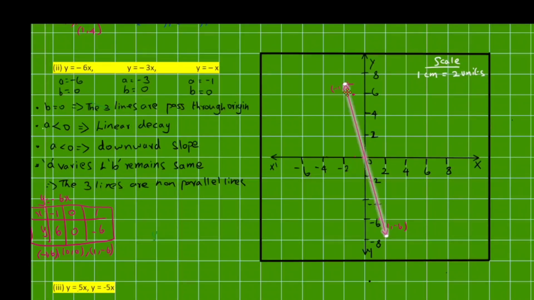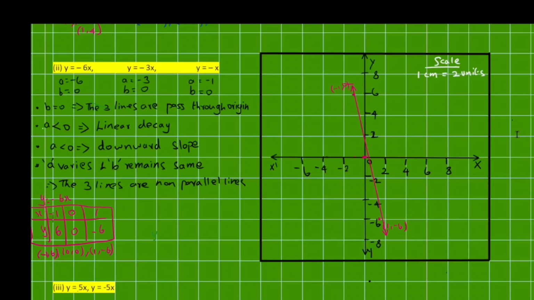The line must pass through all the 3 points. We took the minimum number of points. Yeah, so this is my line.